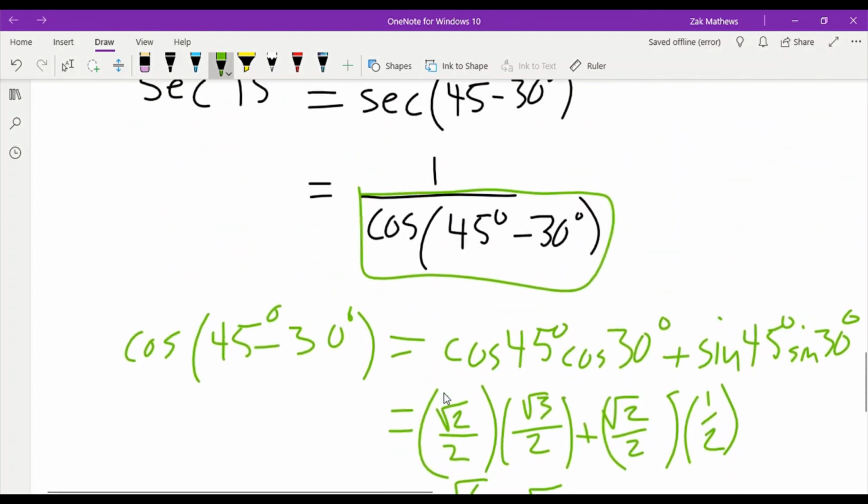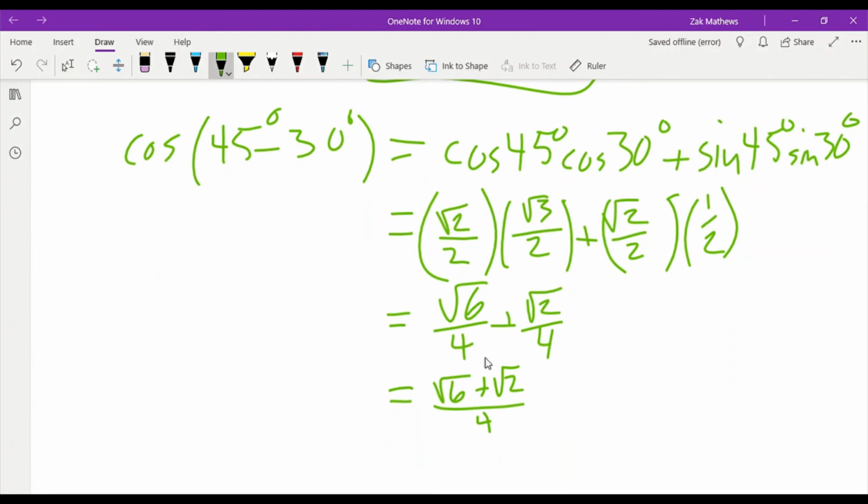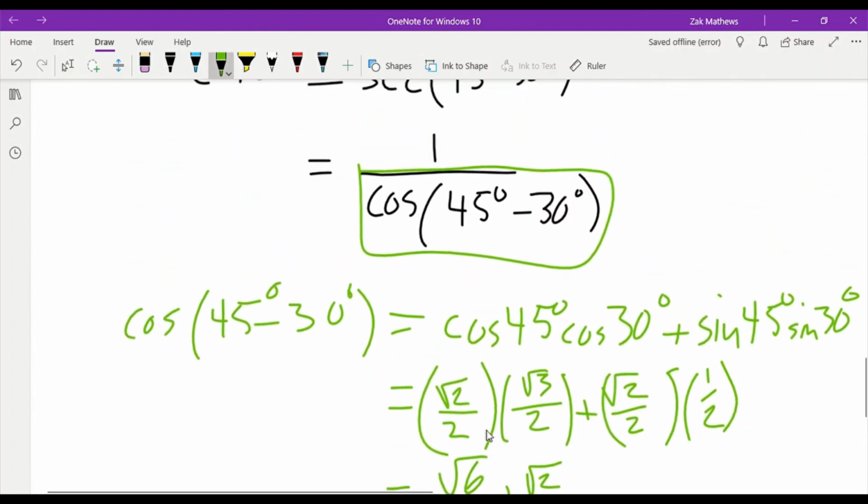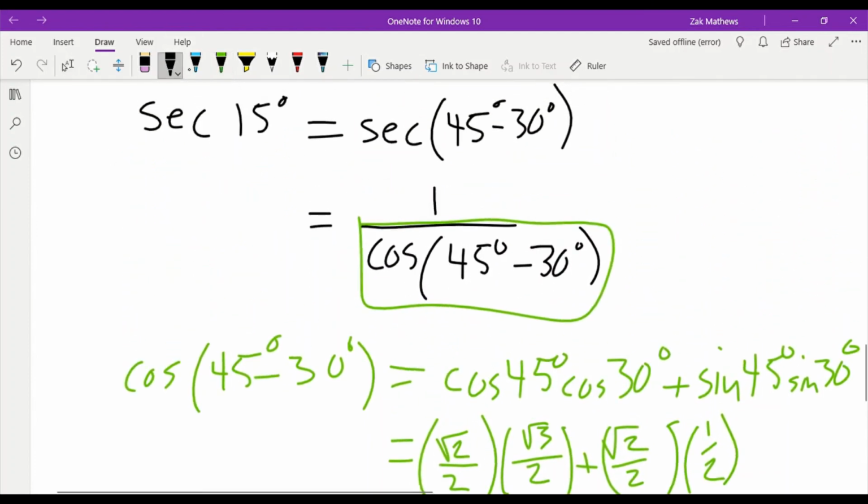Now we have to go back and think, well, we needed this as a reciprocal. So I'm just going to flip this fraction right over. I'm going to put the 4 on top. I'm going to put it over the root 6 plus root 2. Depending on if you're asked to rationalize, you might need to rationalize this. I'm not going to bother rationalizing for right now.